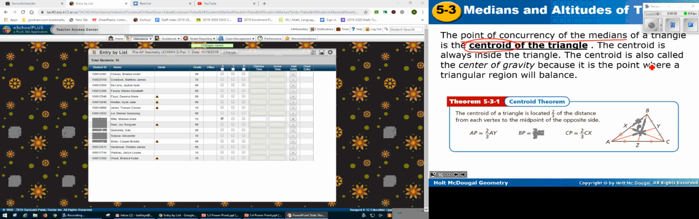Where's the centroid when it's acute? Inside. So it's always going to be inside. And you may want to make a note where you're putting this on your paper, just like we did last class period, that this is the kind of questions you'll see on your test for the always, sometimes, never questions. Okay, so the centroid is always inside an acute triangle.